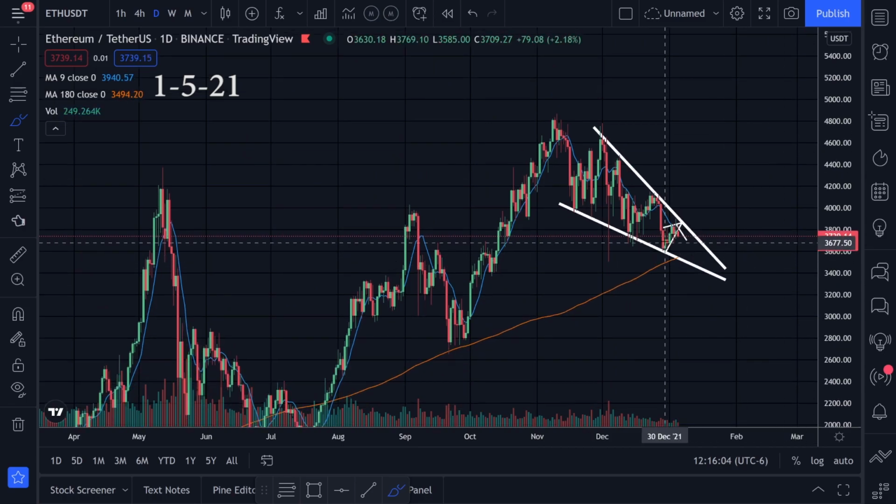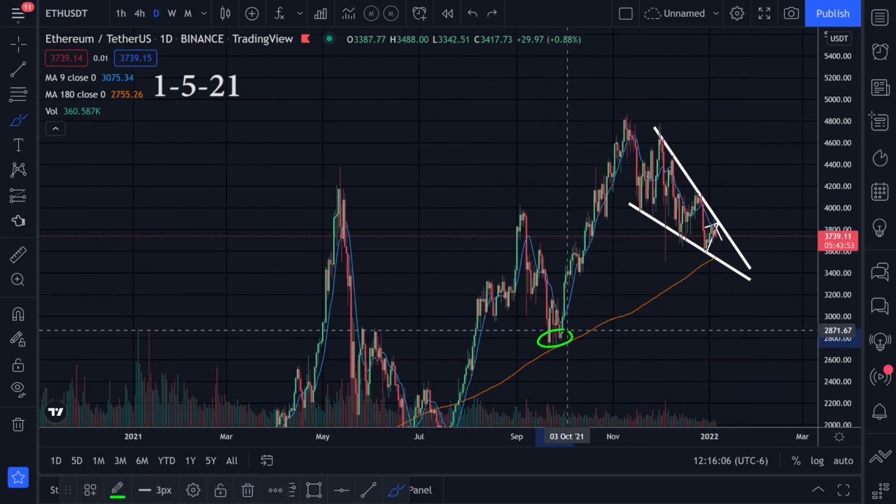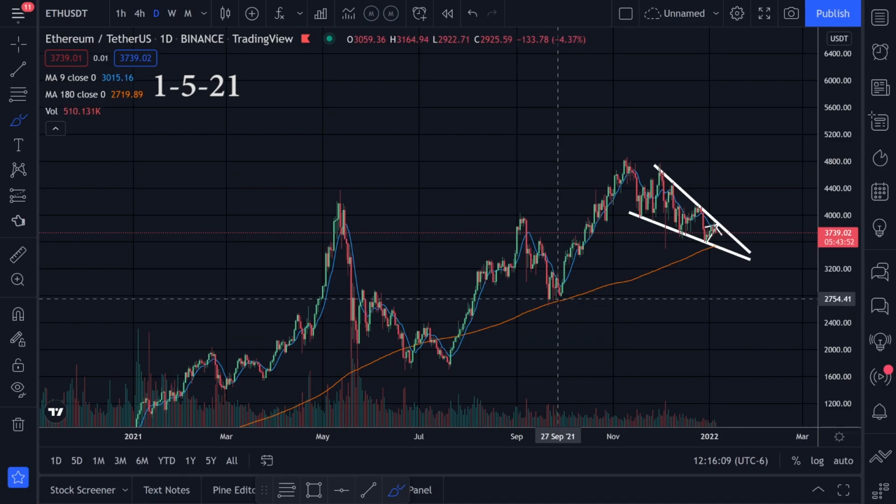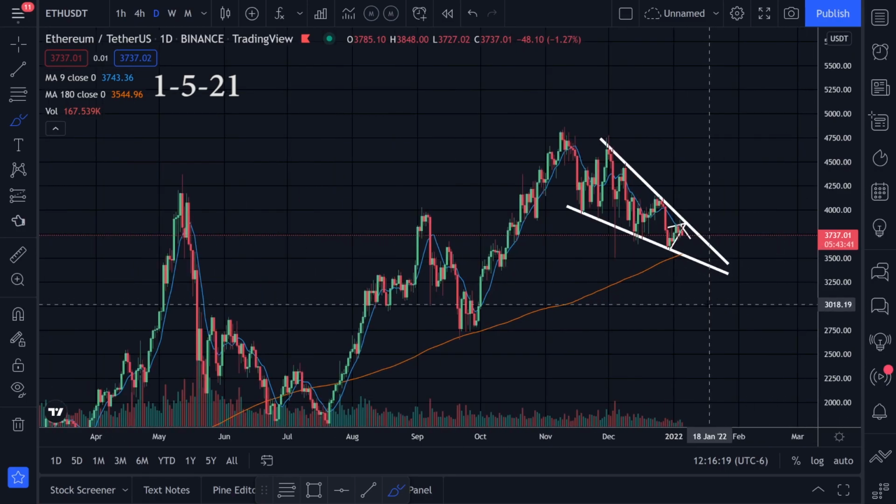But if we do break to the downside, what I'll be looking at is this previous support down here. This is sitting at around maybe 2,780 approximately. The bottom maybe down here at around 2,750. Just depends. Check it out on your own chart and let me know what you guys think.